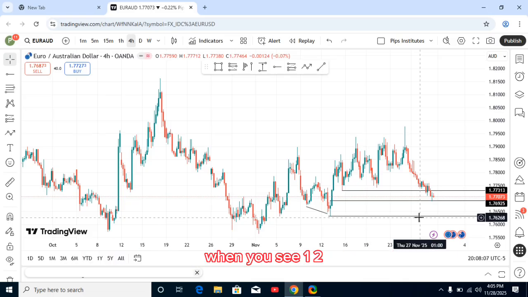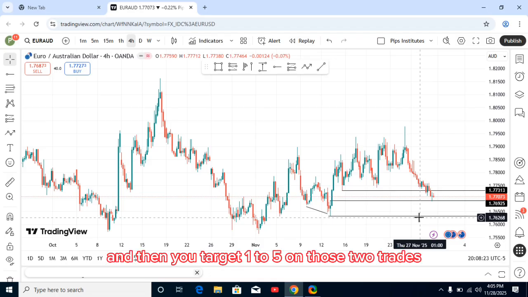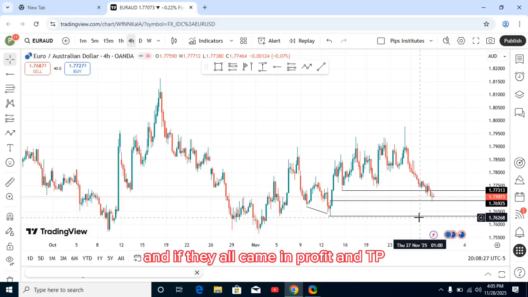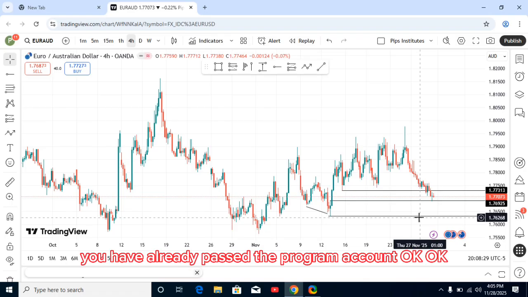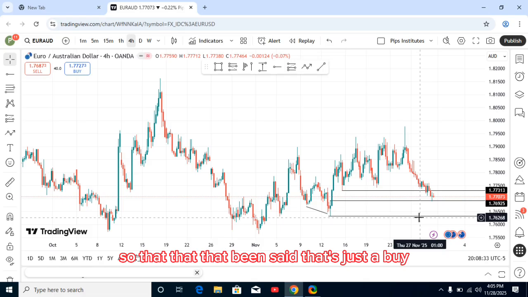When you see 1, 2, 3 trades in a week, that will be enough for you to scale any prop account. There's no prop account that will ask you to trade beyond 10%. And if you take 2 trades and target 1 to 5 on those 2 trades, and they all came in profit and TP, you have already passed the prop account. Okay, so that being said, that's just an addition to this.